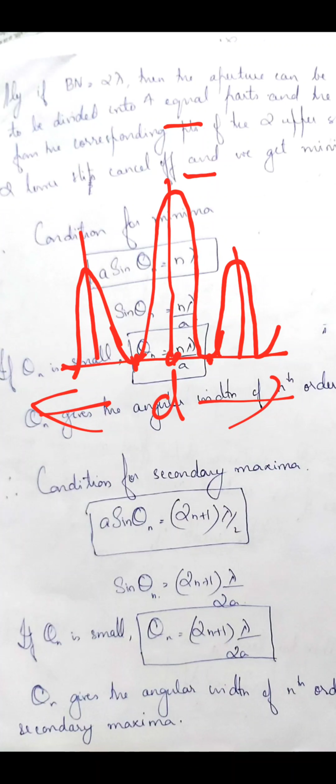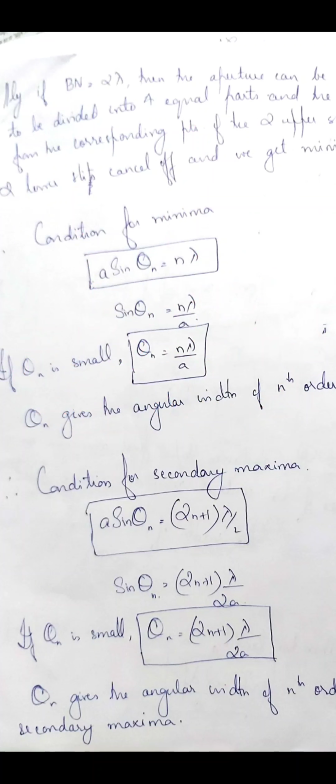Then you get the second order minima, that is A sin theta equal to 2 lambda. Then you get the second order secondary maxima of still lower intensity, at A sin theta equal to 5 lambda by 2. Then you get A sin theta equal to 3 lambda as the third minima, and the process goes on. So the secondary maxima have lower intensity than the central maxima. Why? All the waves reaching the slit are focused onto the central maxima. So the central maxima will have maximum intensity, whereas for the secondary maxima, the waves are inclined at some angle.